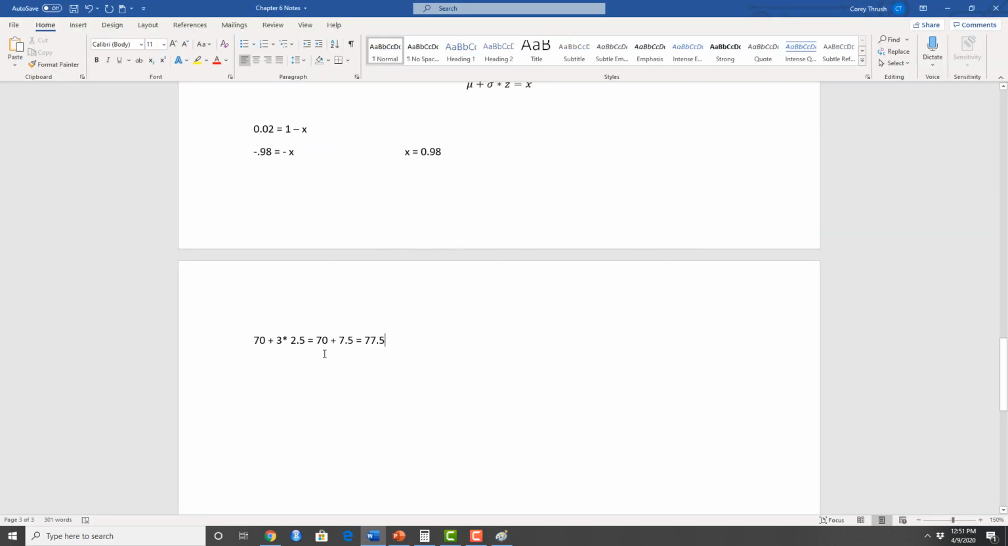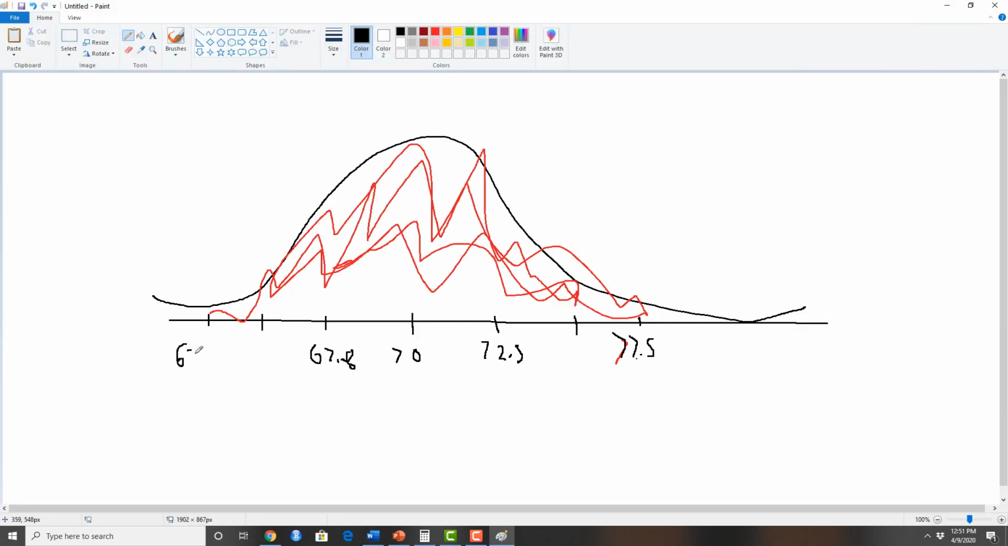And what's our lowest point? Well, we just change this with the -3: 70 plus -3 times 2.5, and that equals 70 minus 7.5. That just equals 62.5. So going back to Paint, what was this, 62.5? So those are the x values for the -3 and +3.